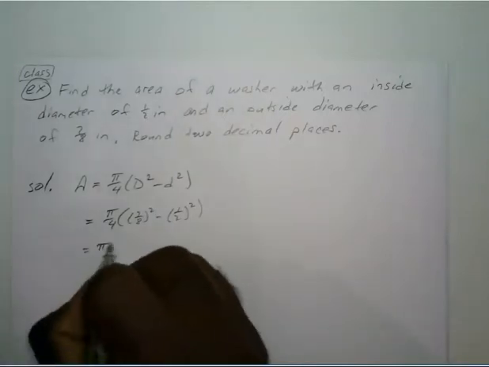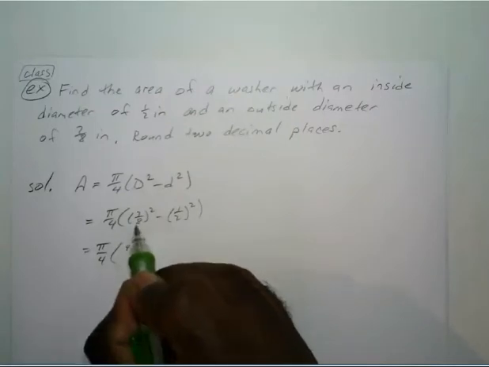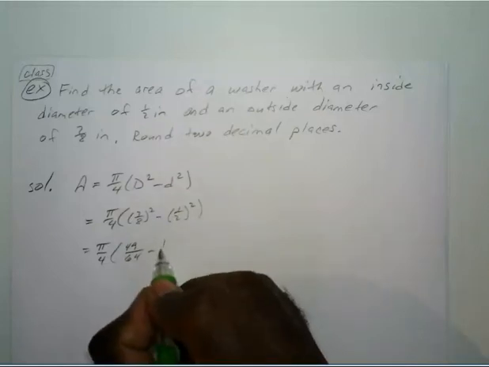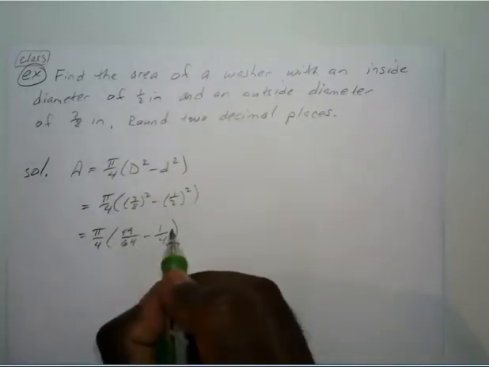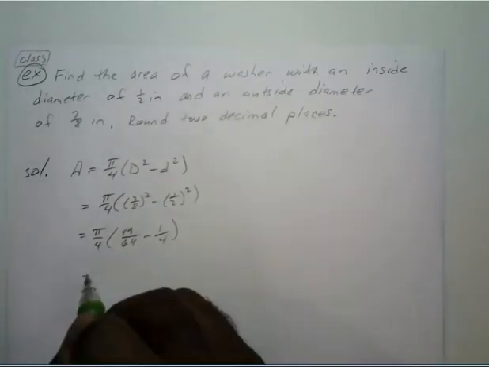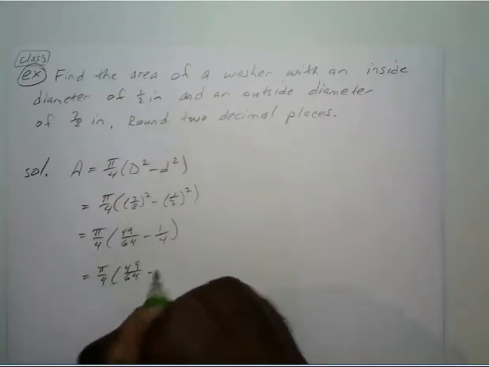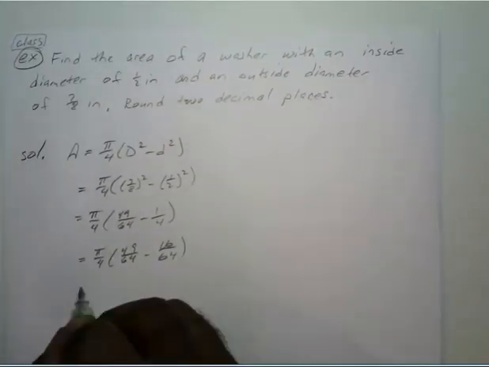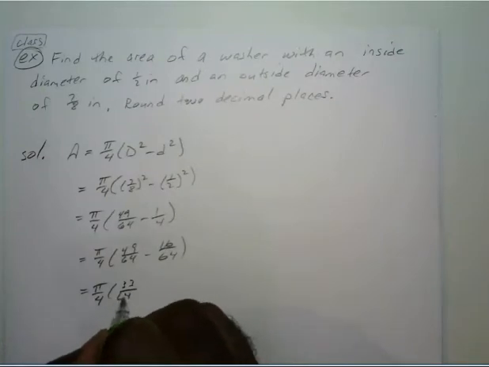Okay, so that gives us pi over 4 times 7 squared is 49, 8 squared is 64, minus 1 squared is 1, 2 squared is 4. So if we multiply this one by 16 over 16, we'll have like denominators. So we have pi over 4 times 49 over 64 minus 16 over 64. And now we have our like denominator, so we can subtract. So that gives us 33 over 64.